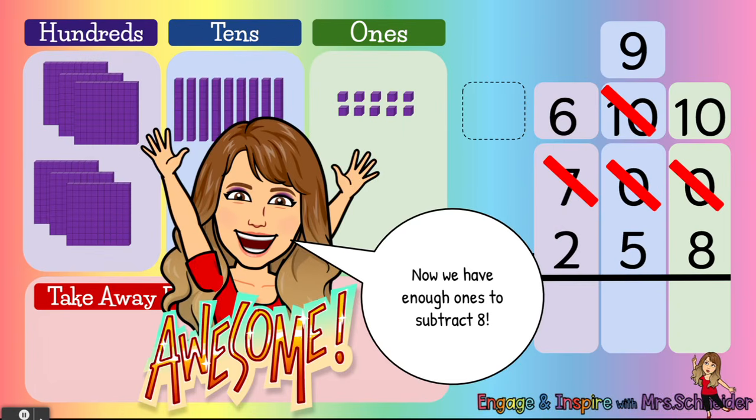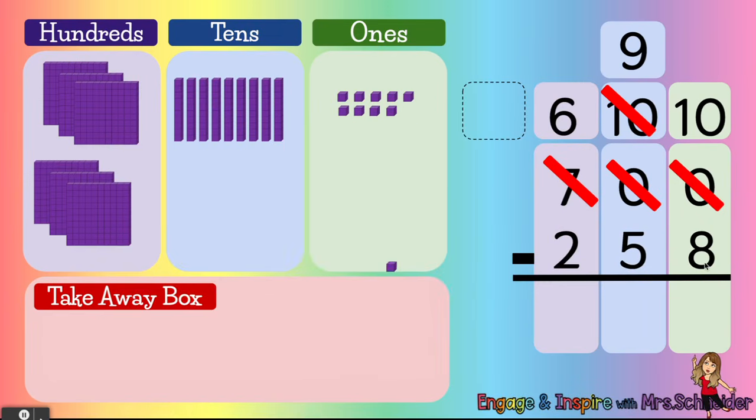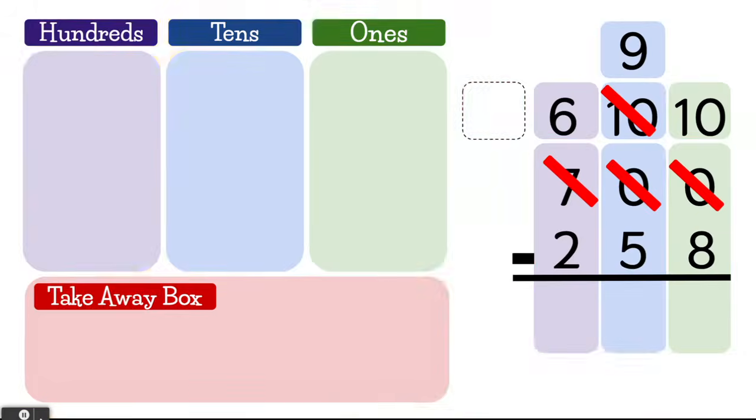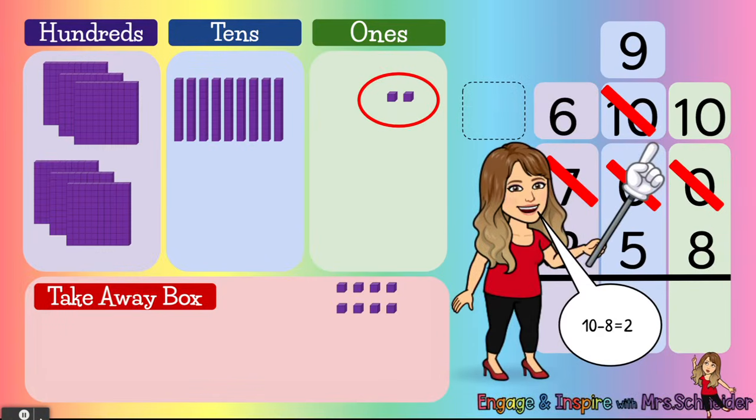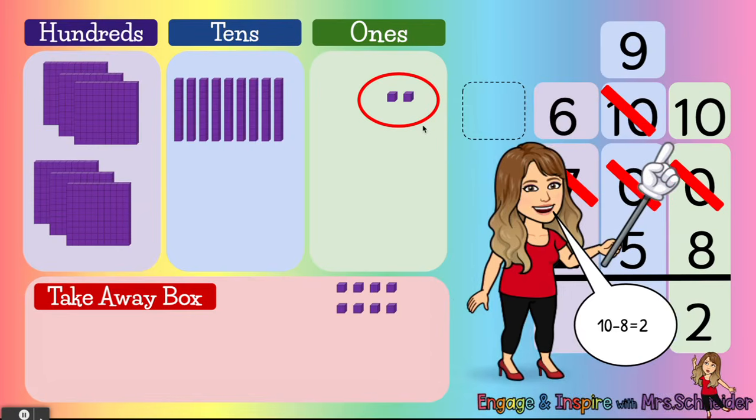Awesome! Now we have enough ones to subtract 8. See? Now we can do 10 minus 8. All right. There's 1, 2, 3, 4, 5, 6, 7, 8. All right, 10 minus 8 is 2. See how there's just 2 left over there?